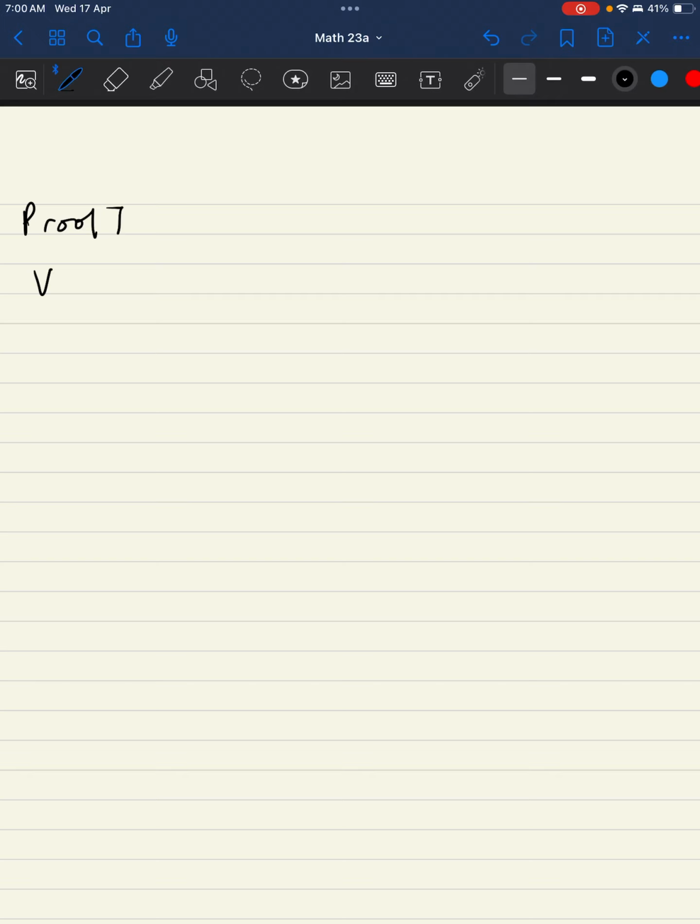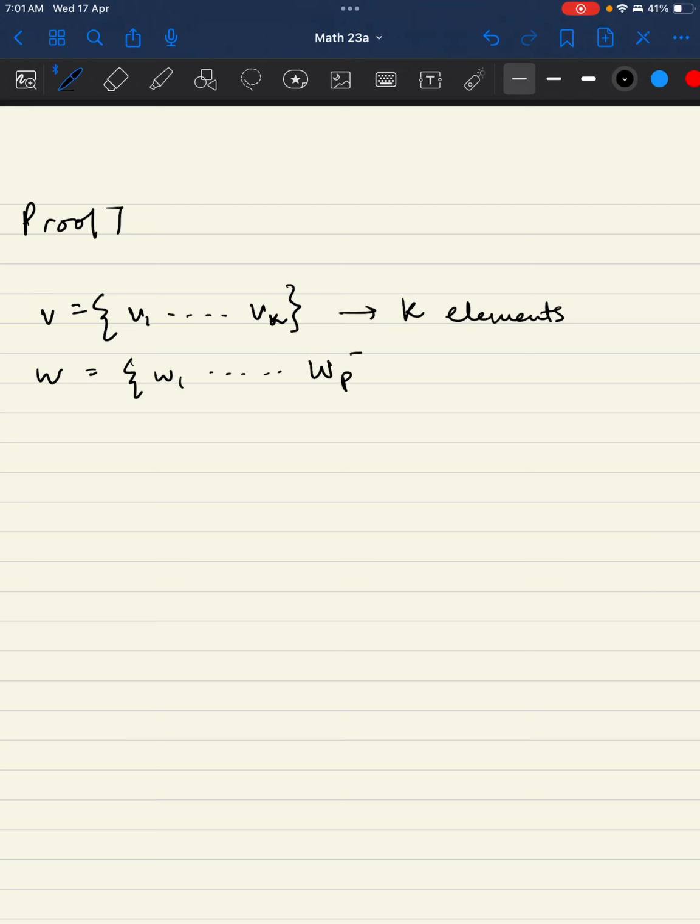Okay. So we will start by considering a basis V, which is made up of V1 up to Vk, with k elements, and another one which is W, which is W1 all the way up to WP, and this has p elements.